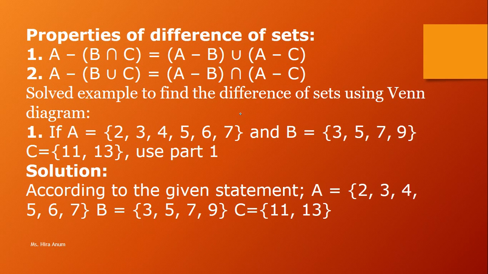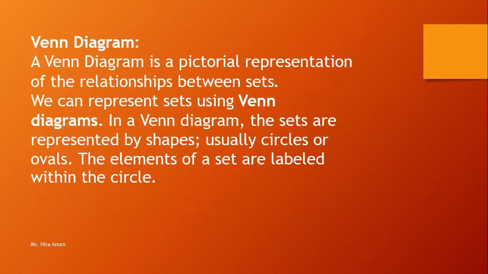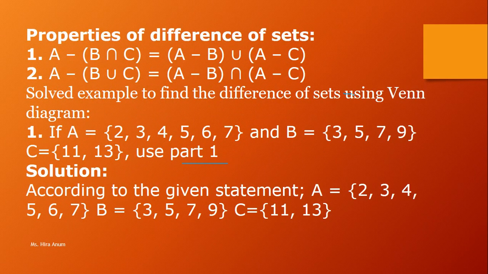Solve an example: find the difference of sets using a Venn diagram. You can also use the previous method through sets, or you can use Venn diagram sets. A is this, B is this, C is this, using part A. According to the condition, A is this, B equals this, C equals this. We solved this question before with the previous method, now we solve it with a Venn diagram.